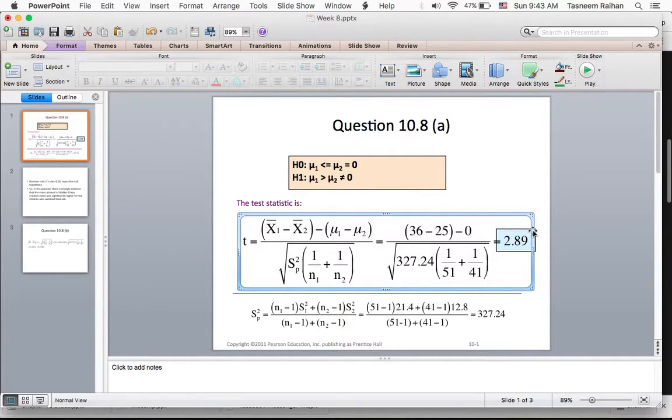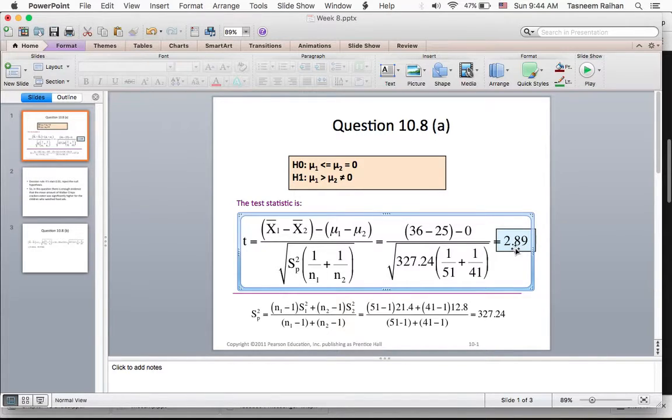Now the next thing that we have to do is compare this 2.89 with the critical value. The question is, what's going to be the critical value? Because it's a t-distribution, we have to look at the degrees of freedom, how many degrees of freedom we have. Then we have to look it up on the t-distribution table, or the t-table.